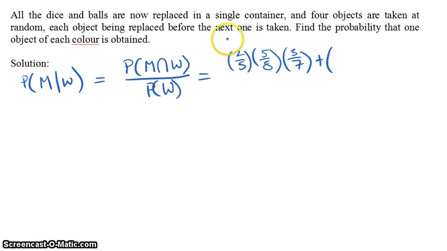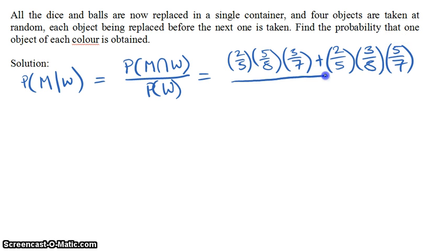or, so this is the chance of going white die, red ball, green ball, plus 2 over 5 times, instead of getting a red ball now I get a green ball, 3 over 8 times, now I get a red ball, 5 over 7. The whole thing is divided by 2 upon 5. And the answer, when you plug that into your calculator, comes out to be 15 over 28. So that's what we wanted to show.